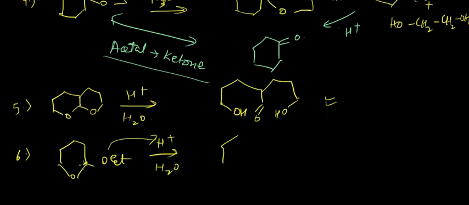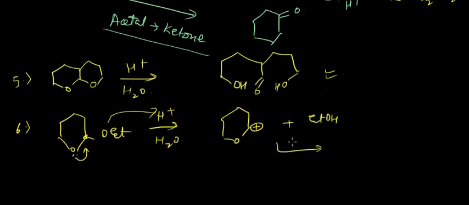So what will happen is we would have something like this. OH is broken up here and the positive charge is here. Again the water molecule will attack on it and the formation of ketone will take place at this carbon atom. Aldehyde will form in this case.